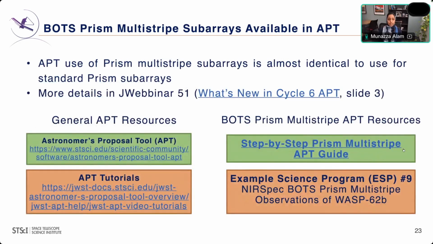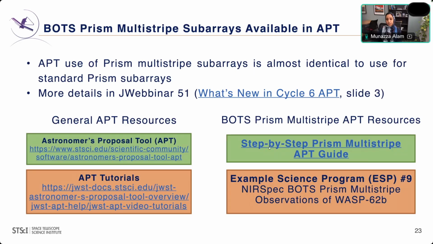In APT, again, the implementation and use of the multi-stripe subarrays is identical to how you would set up a standard PRISM observation, and there are more details again in JWebbinar 51. The slides are linked here. If you need a refresher or tutorial on APT generally, there's a link here. And again, APT-specific multi-stripe resources are linked on the right-hand side here.